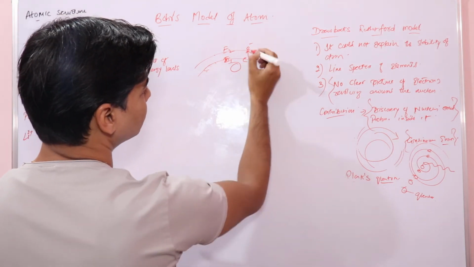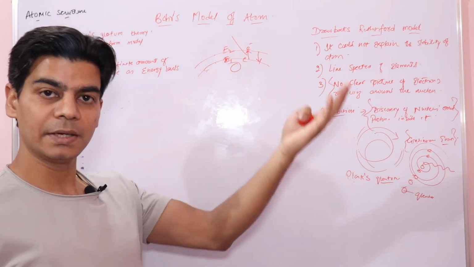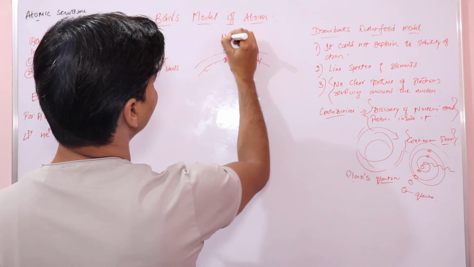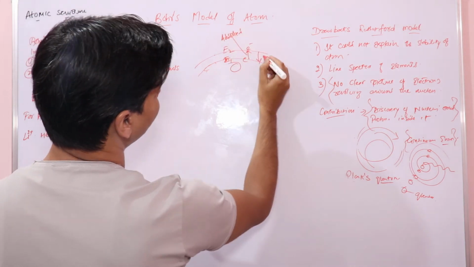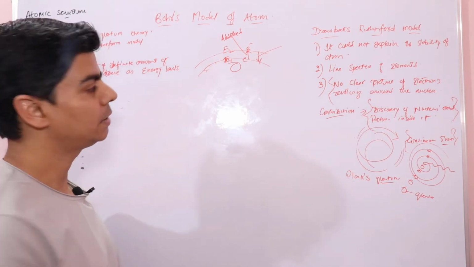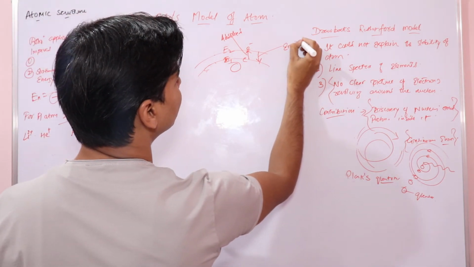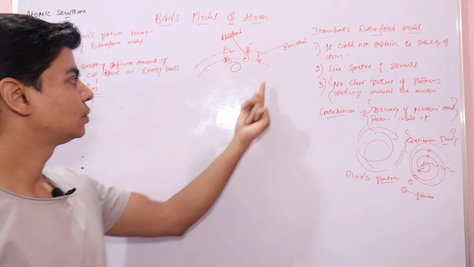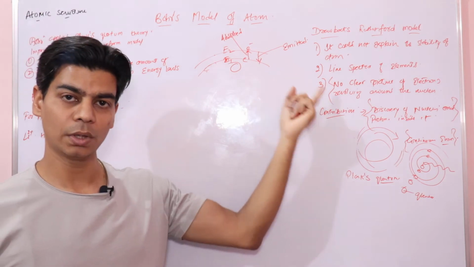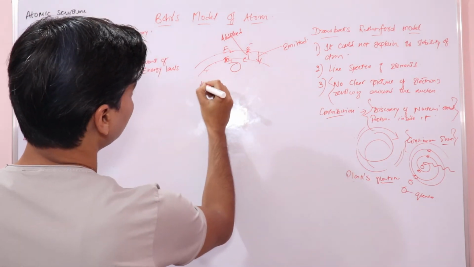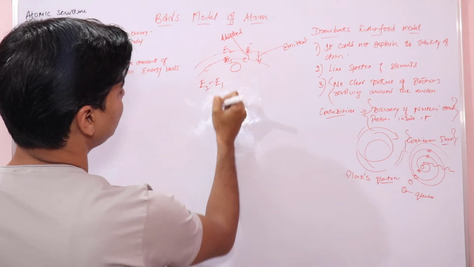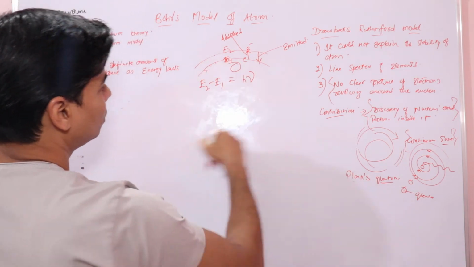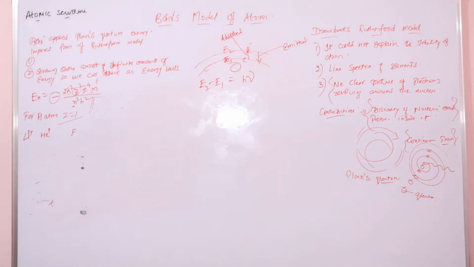When it transitions to a higher energy state, energy is absorbed. When it moves back to the ground state, energy would be emitted. So the energy absorbed or emitted when an electron transitions from one energy level to another would be given by E2 minus E1 equals h nu. This is your Bohr relation of frequency.